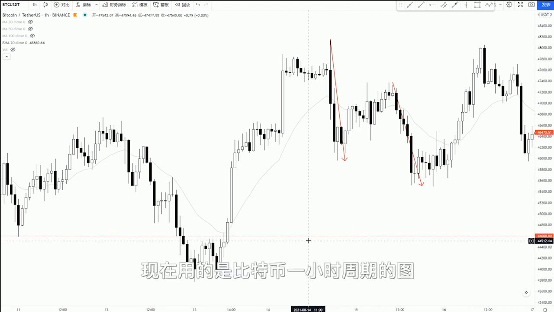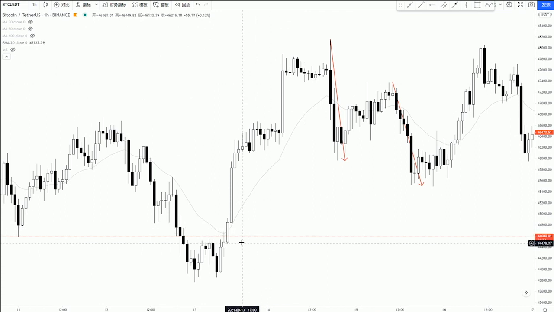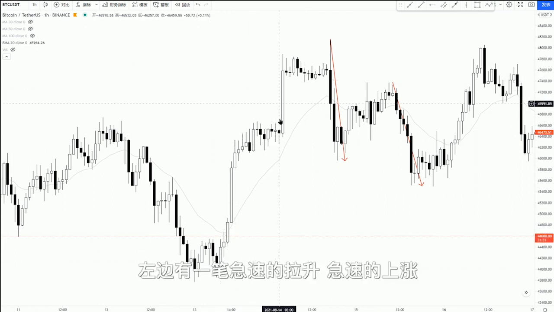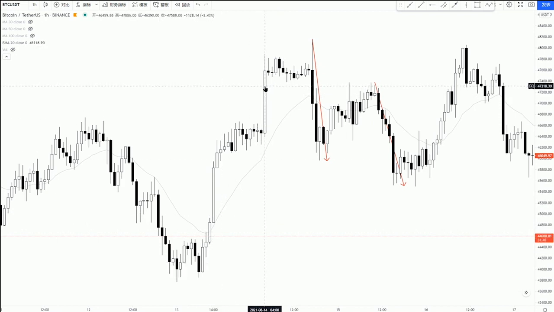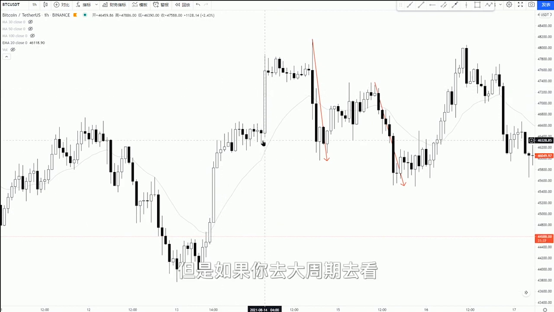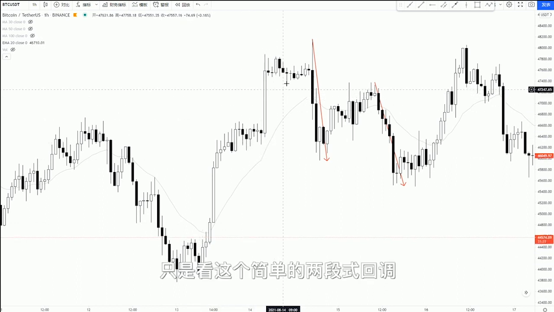Now I'm using a 1-hour chart of Bitcoin, and this is the most recent chart, and on the left there's a sharp rise, which is very strong if you look at that rise alone, but if you look at the big cycle, it's very weak. I've shared it in the group and we're not going to go through that, but just look at this simple two-stage pullback, a sharp rally followed by a two-stage pullback.